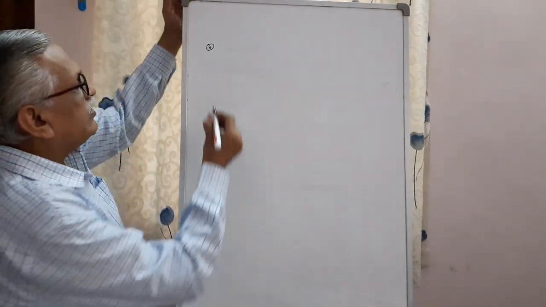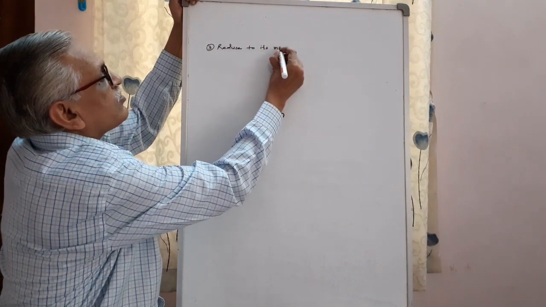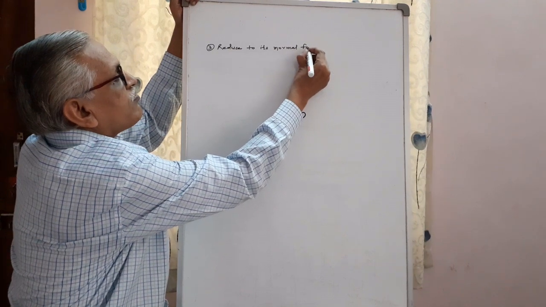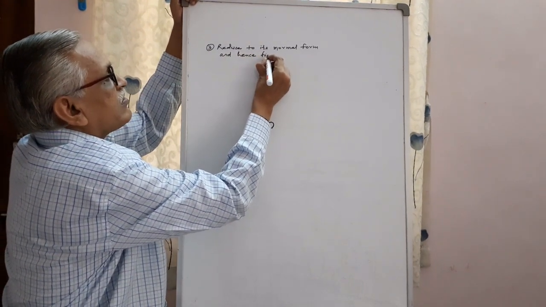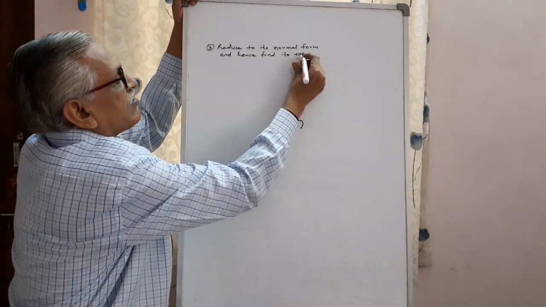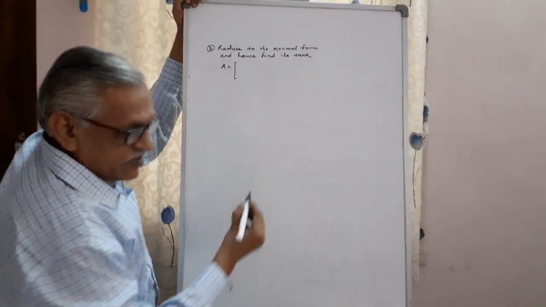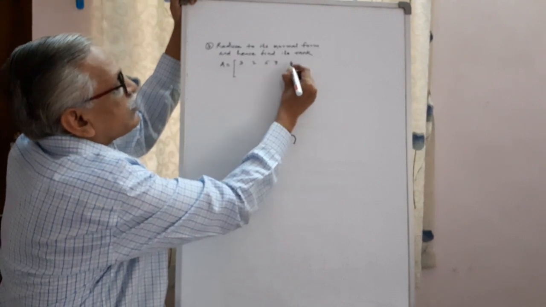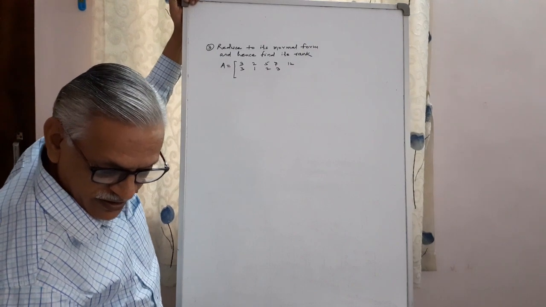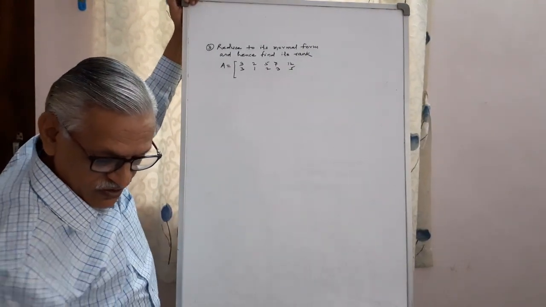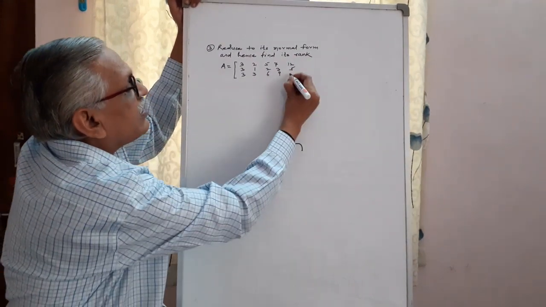We go for the third example. Reduce to its normal form and hence find its rank, and the matrix is: first row 3 2 5 7 12, second row 3 1 2 3 5, and third row 3 3 6 9 15.